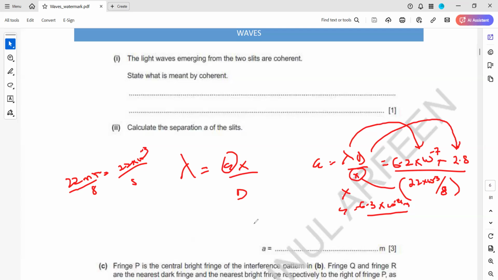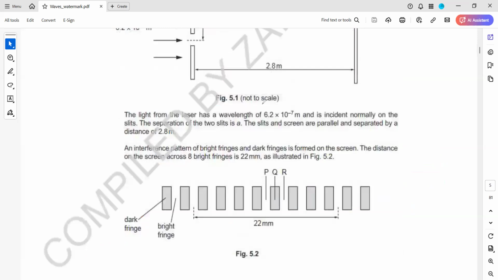No, it was not 8.4 in the question. It was given 6.2. Here the wavelength they give is 6.2 exponent minus 7.